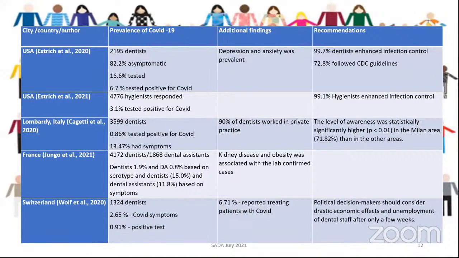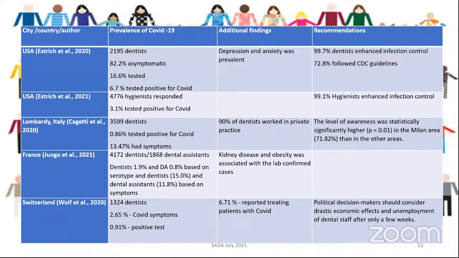This shows a little bit on prevalence of COVID-19. The data is new and studies were conducted in 2020 where lockdown occurred in many countries. So this could not be a true reflection of data. In the US, 82% of participants were asymptomatic. 6.7% tested positive for COVID-19. Here, 2,195 dentists were participants in this study.